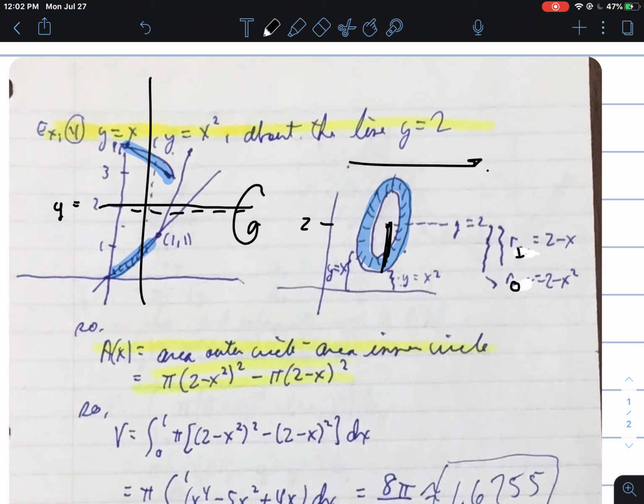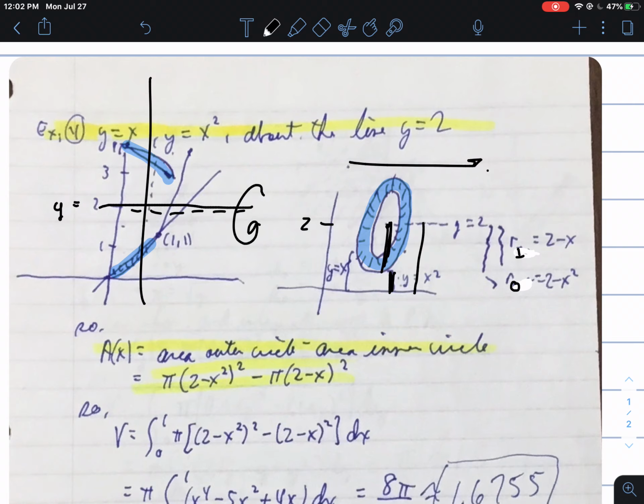What is that distance, or what is that value? Well, we know the distance from here to here is 2, because that's the line y equals 2, right? So that distance is 2. And then if I subtract out this distance, that would give me the radius of that outer circle.